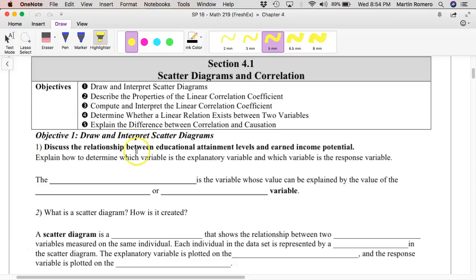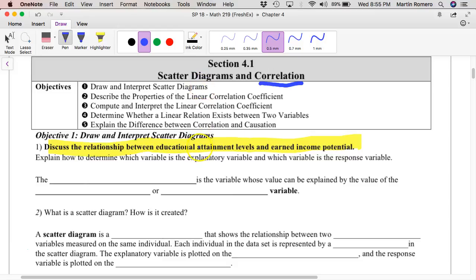The question is, what is the relationship between educational attainment levels, the levels that you obtain through education, and your earned income potential? So thinking about how those two quantities or variables are related is kind of the basis of what we're doing in this lesson. We're talking about correlation. How are they related or correlated? And how we study that. We study that through scatter diagrams.